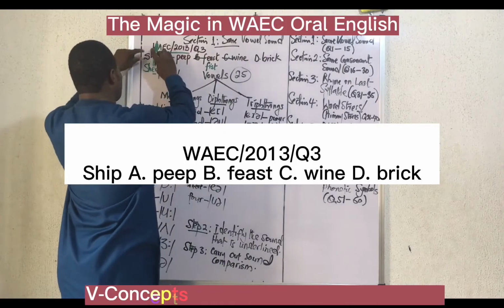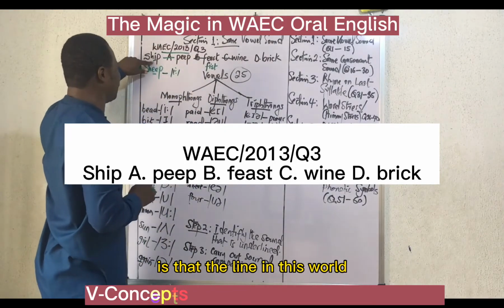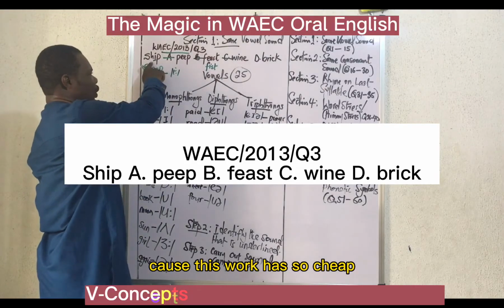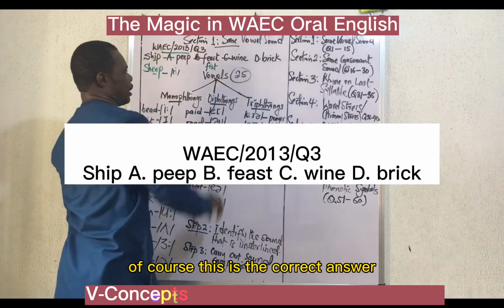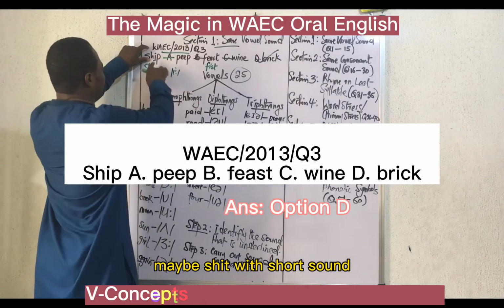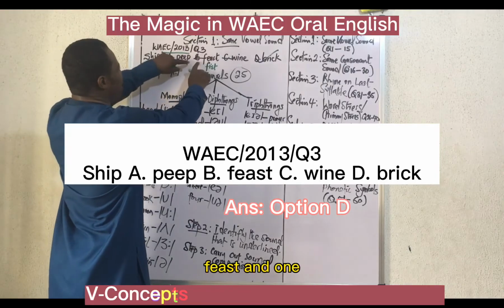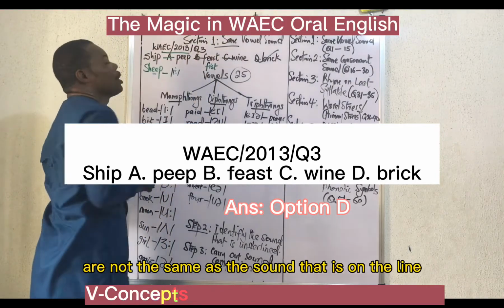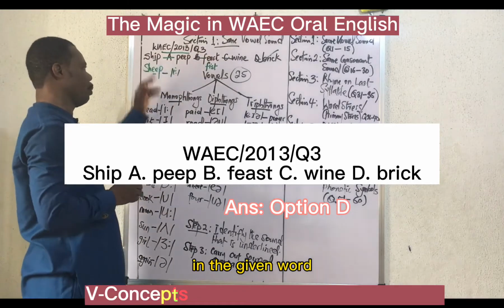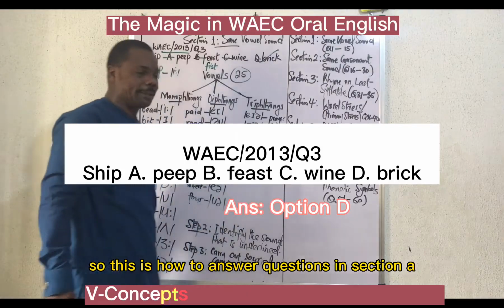None of these sounds is the same as the sound that is underlined in this word, because this word has what? Sheep. What about this? Brick. Of course, this is the correct answer. Maybe sheep with short sound, brick with short E. Peep, feast, and wine are not the same as the sound that is underlined in the given word. So this is how to answer questions in section A.